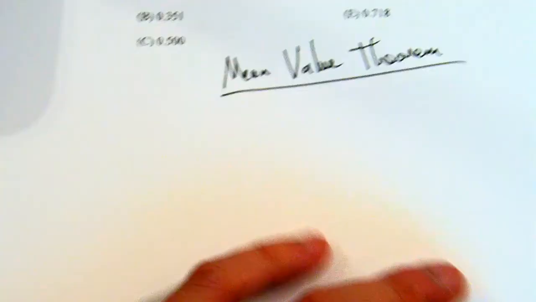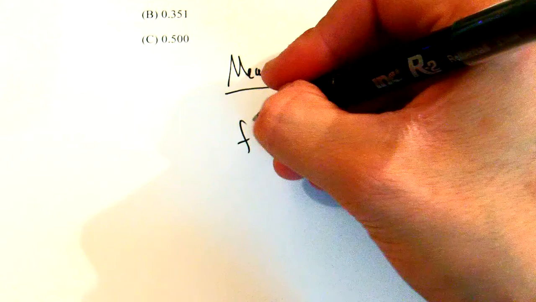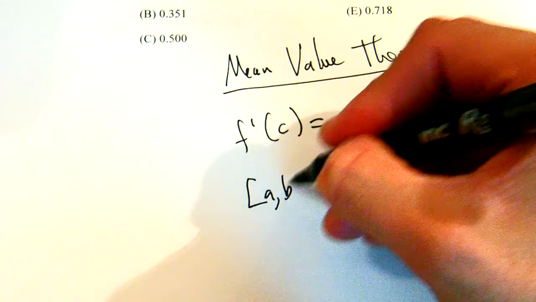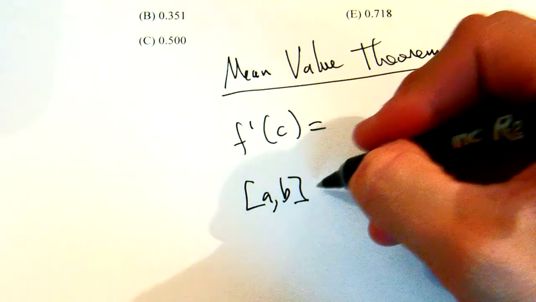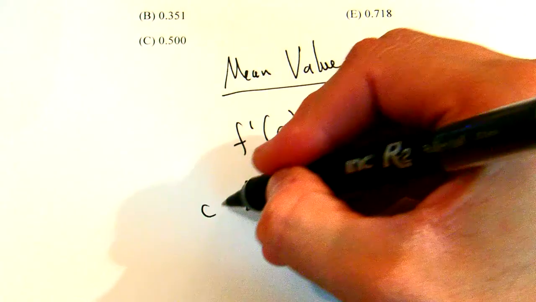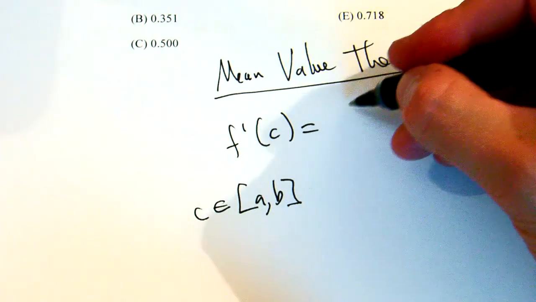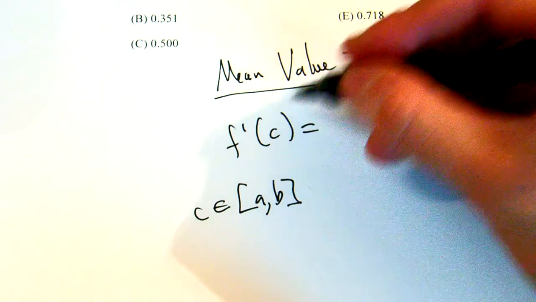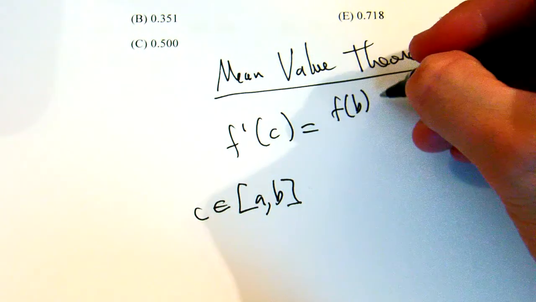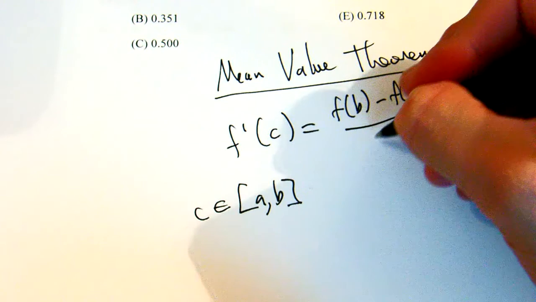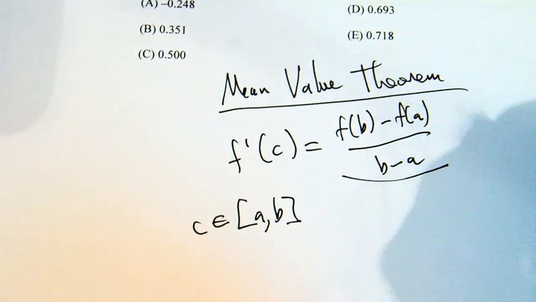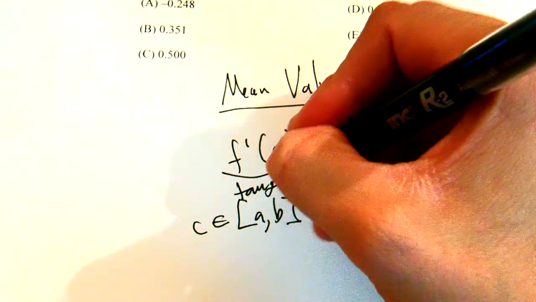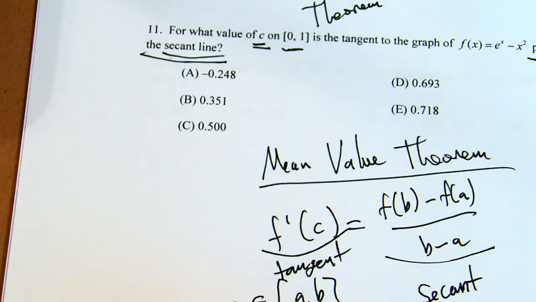And what does the mean value theorem say? It says that at some point C between the interval a to b, and C is contained in a to b, the instantaneous rate of change, f prime at C, is equal to the average rate of change from A to B, i.e. the secant line is equal to the tangent line. Okay? So we just have to use this information now.